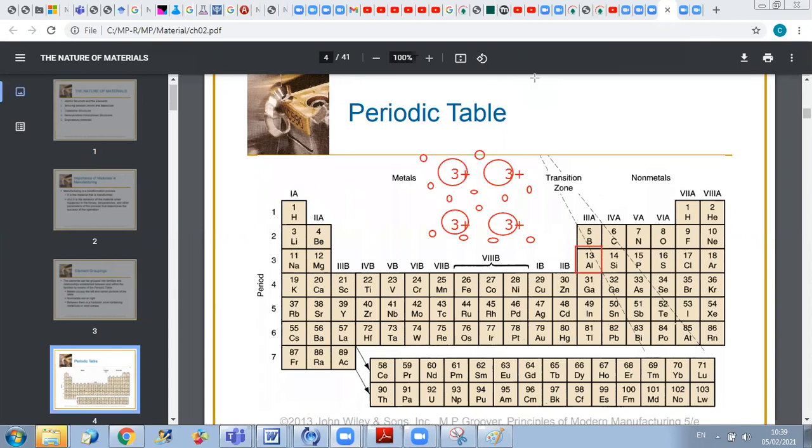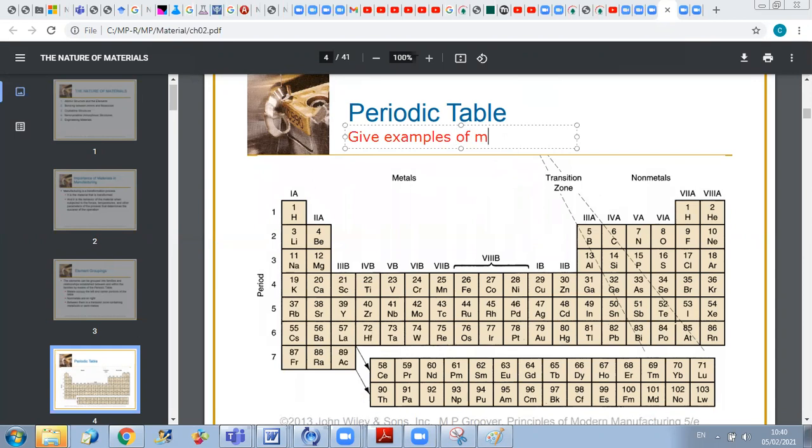So now we will do a last question. I will tell you to give examples of molecules with dipole interactions, so with dipole bonding. Okay. You remember what is the definition of dipole bonding? What is dipole bonding?